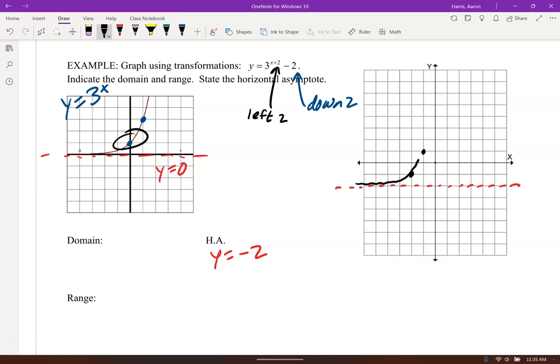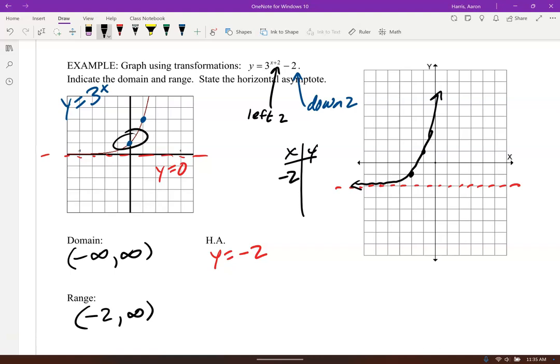And I could plot a bunch of other points, but I'm good with that, at least as far as drawing this thing. The domain is still negative infinity to positive infinity. The range is now down 2, so from -2 up. And again, you could always plot some points. Negative 2 is a good one because you'd have negative 2 plus 2 in the exponent. Well, 3 to the 0 is 1, and 1 minus 2 is negative 1. So (-2, -1). That was that point right there that we already had.